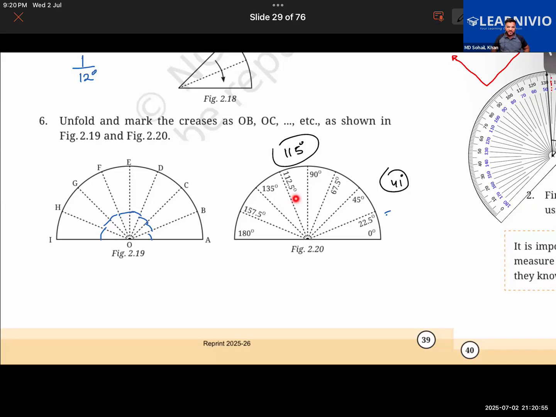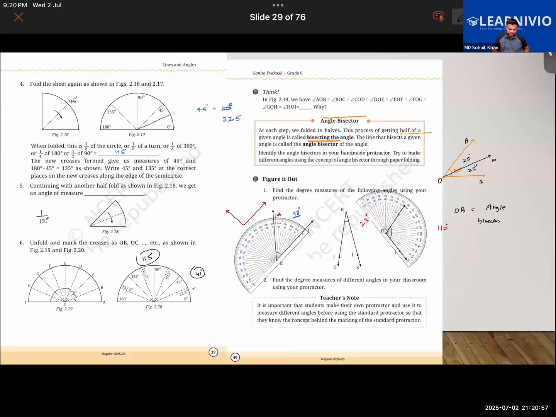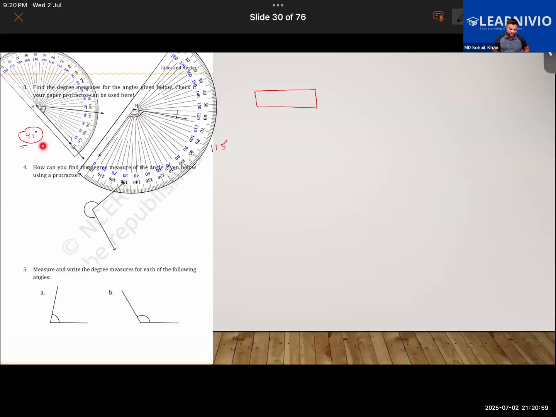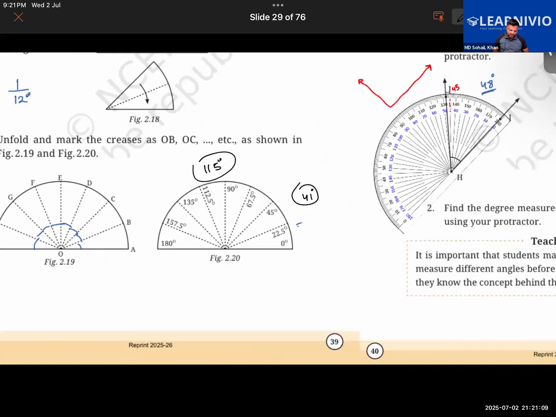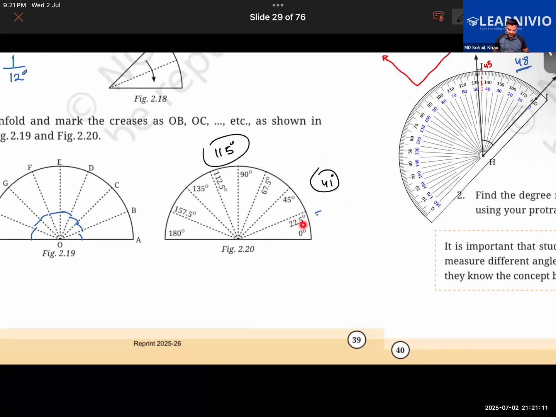In the previous question, the answers you got were 41 degree as well as 115 degree. The question was also asking you, check if your paper protractor can be used here. In your paper protractor, you are able to measure only these angles, no? 0, 22 and a half, 45, 67 and a half, like this. So here, do you have this marking of 41 degree or 115 degree? Do you have these markings here?